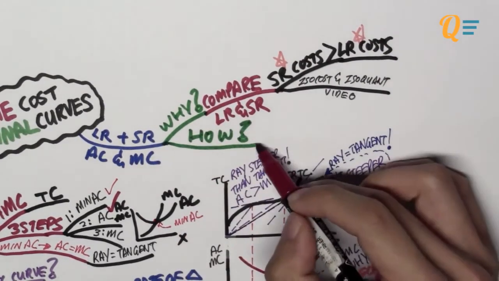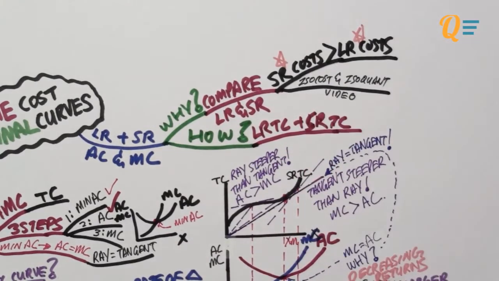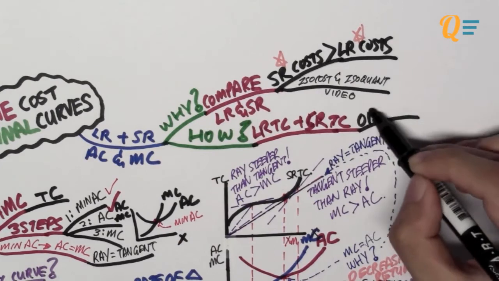So how are we going to do this? We are going to need the long run total cost as well as the short run total cost combined together in the same graph.